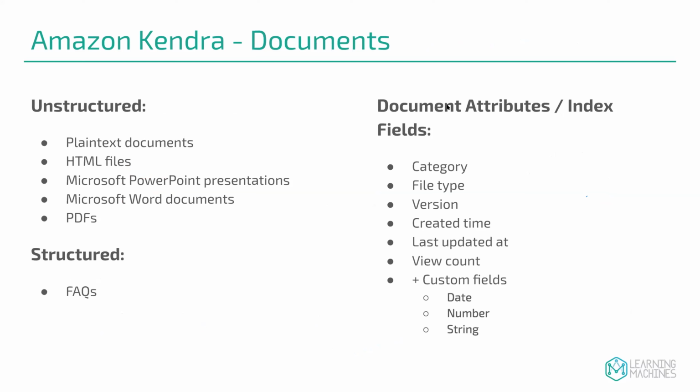Now, within these different data sources, you would store different types of documents. So the unstructured types of data sources that you might store in these repositories include plain text documents, HTML, PowerPoint, Word, and PDF documents. But you also can upload structured data sources, for instance, your frequently asked questions. And in addition, you can associate metadata with each one of your documents. So for instance, what is the author of a document, or which department created the document, or when was it created, or how many views that document has received.